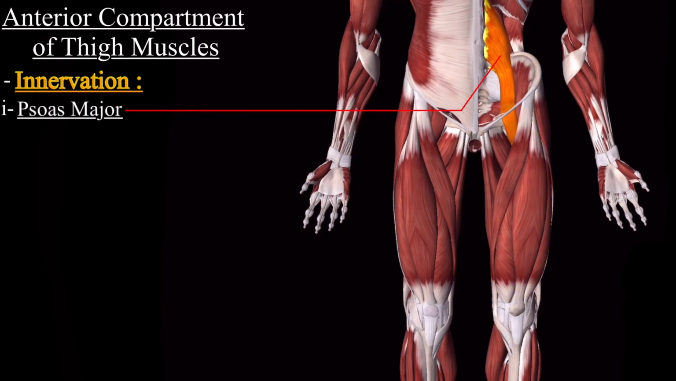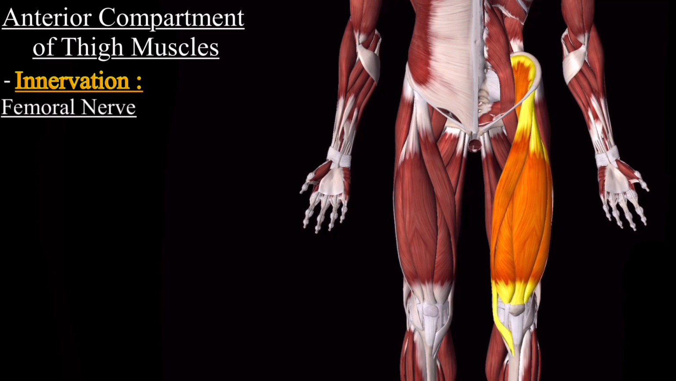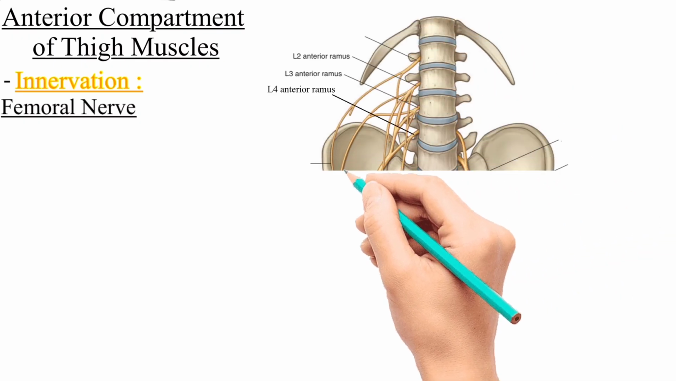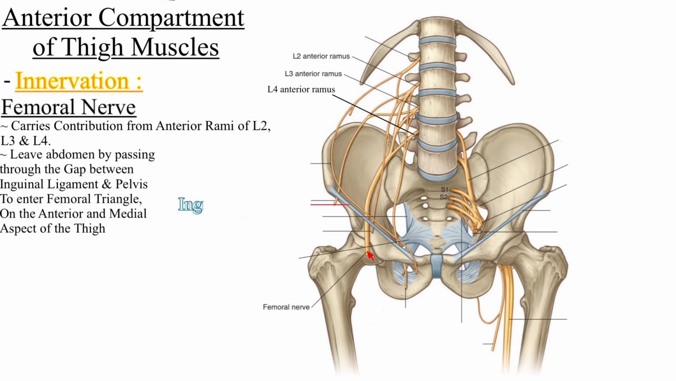Next is the innervation of these muscles. The psoas major muscle is innervated by anterior rami of L1, L2 and L3. Rest all the muscles of the anterior compartment are innervated by femoral nerve. To understand the innervation of femoral nerve more clearly, I will discuss it in some detail. The femoral nerve carries contribution from the anterior rami of L2, L3 and L4 and leaves the abdomen by passing through the gap between the inguinal ligament and the superior margin of the pelvis to enter the femoral triangle on the anterior medial aspect of the thigh.